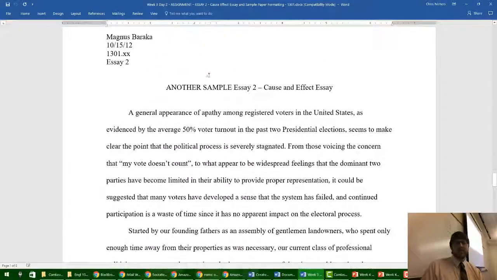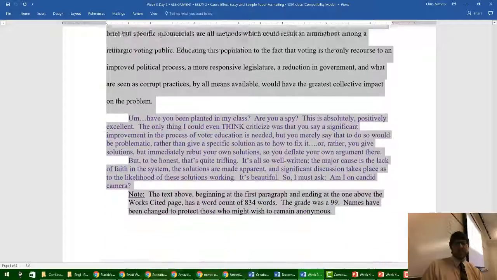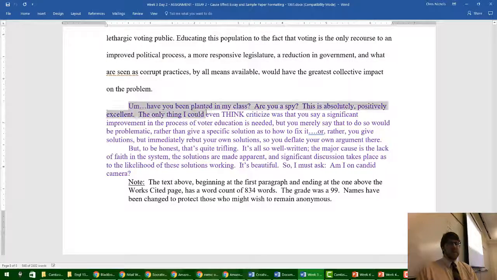let me see. Let's take this one. You can see the kinds of response. This is literally the feedback I gave to this student who got a 99. I said, have you been planted in my class? Are you a spy? This is absolutely positively excellent. The only thing I can even think to criticize is that you say a significant improvement in the process of voter education is needed, but you merely say that to do so would be problematic rather than give a specific solution. Or rather, you give solutions but immediately rebut your own solutions, so you deflate your own argument there.